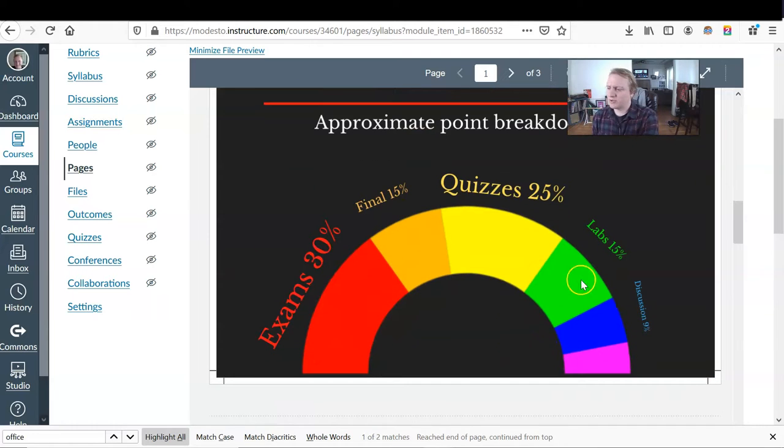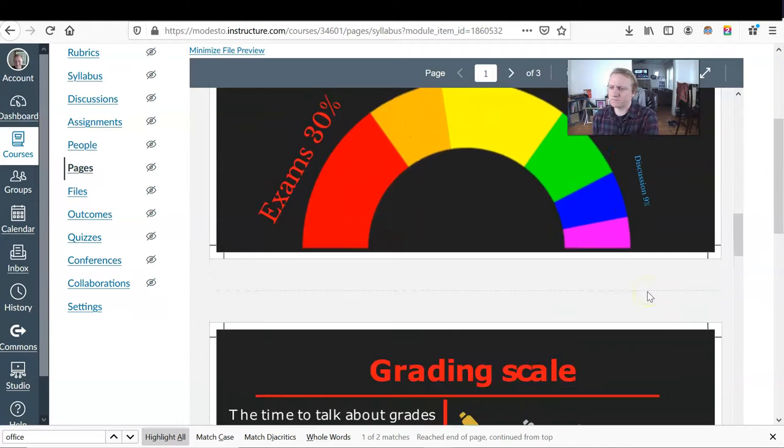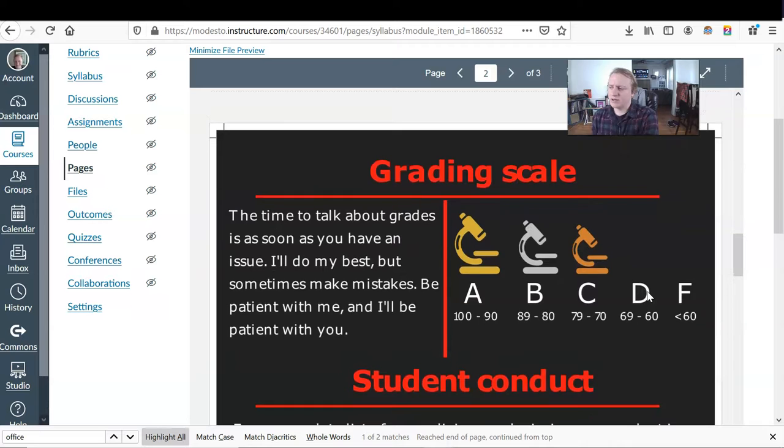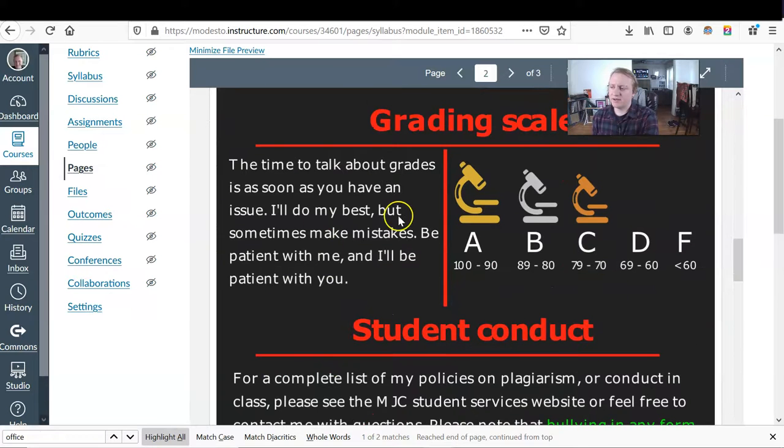Here's our approximate point breakdown here. Here's our grading scale. As it says here, the time to contact me about grades is as soon as you have a problem. I get emails every semester the day after the final, and unfortunately, it's too late at that point. So if you have problems with anything that has been graded, the time to contact me is now.